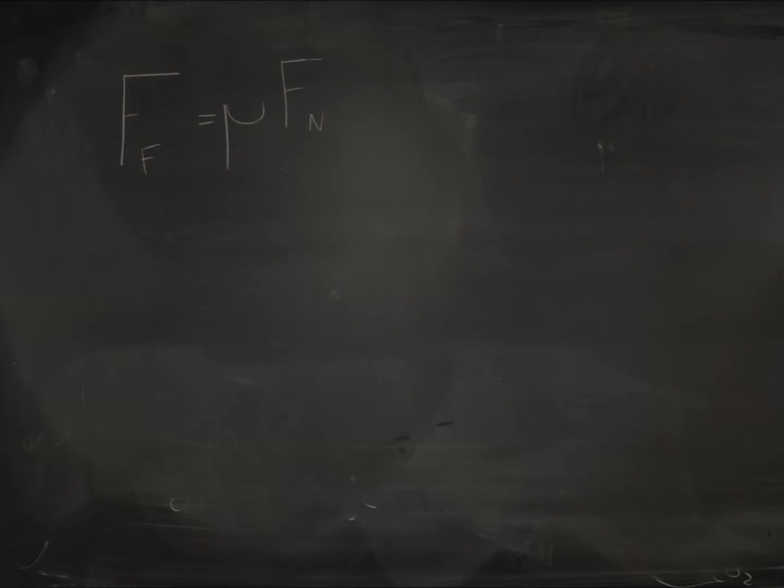Now, the general equation for friction is Ff equals μ multiplied by Fn. The little symbol stands for mu, and Fn stands for the normal force. Obviously, Ff, as you might have guessed, stands for force of friction.